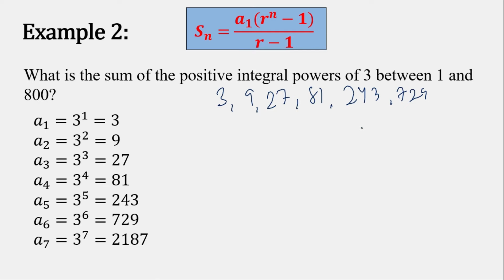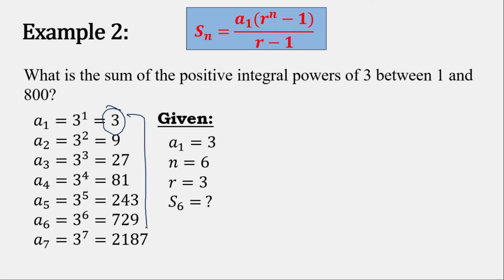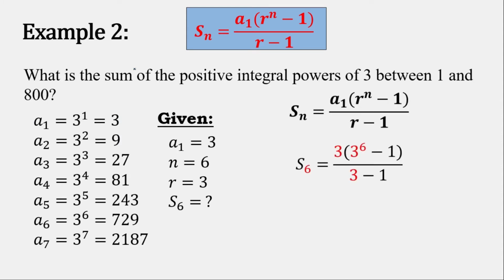Now you could just simply add this, and get the sum of the first positive integral powers of 3 between 1 and 800. But for the purpose of this discussion, we will just use the formula to answer this. So our given for this is 3 as our first term, n as our number of terms because we just considered the first 6 terms, and r as our common ratio. Let's substitute that to the formula.